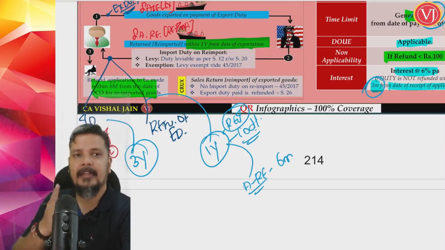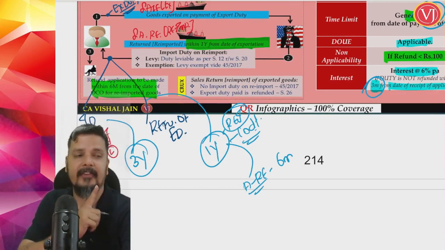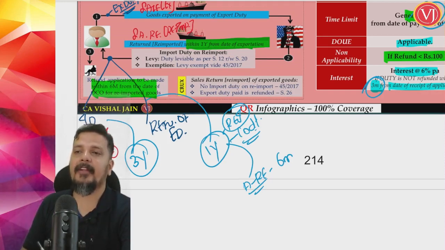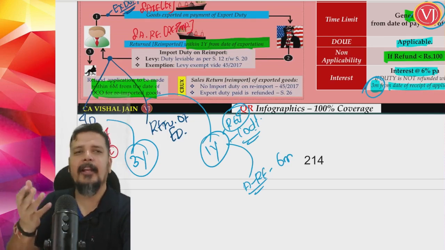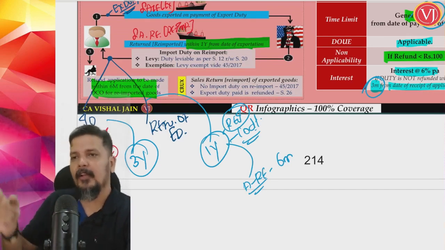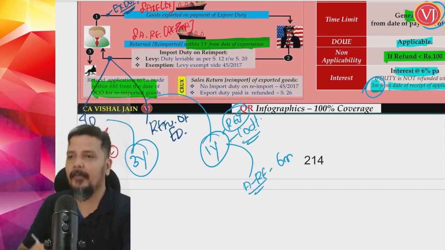So on re-import, there will be import duty consequences in terms of your section 20 read along with notification 45/2017, which tells that you pay import duty, the lower of actual import duty or export incentives, whichever is lower. In this case, you will end up paying zero. And in this entire process, when the goods are exported, you have paid export duty. When it is coming back, you can claim the refund of export duty.